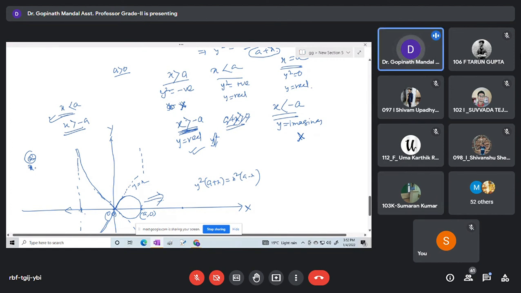Here a is always positive. If a is positive, we take a here. If a is negative, then a will be here, and in that case the curve will be like this type.